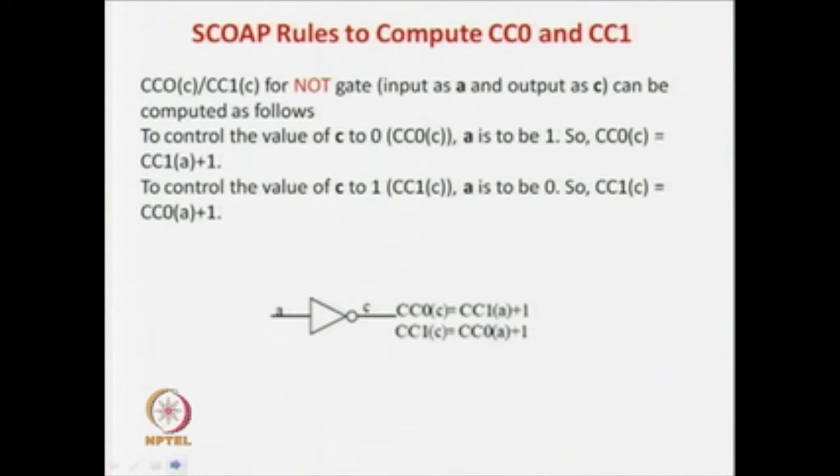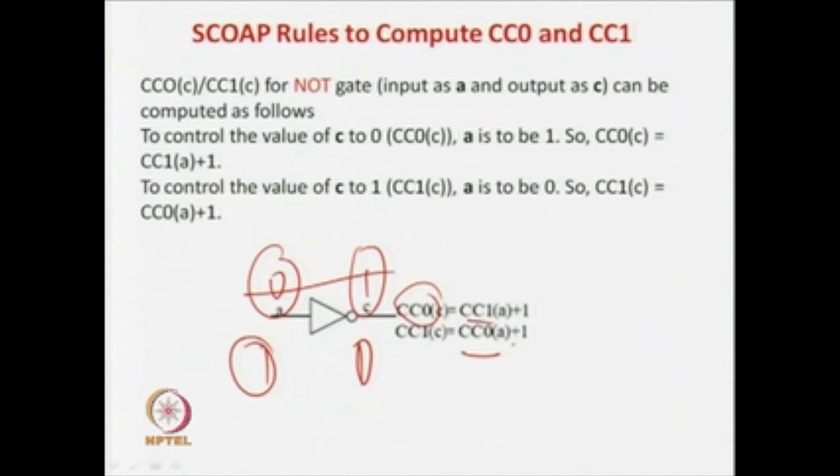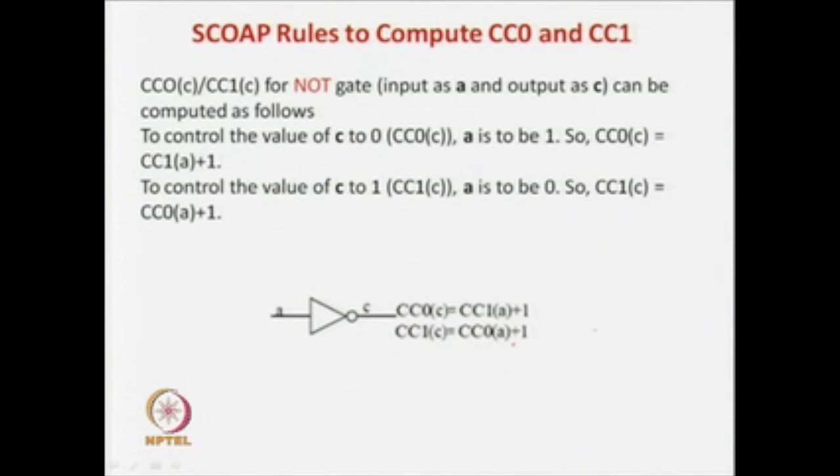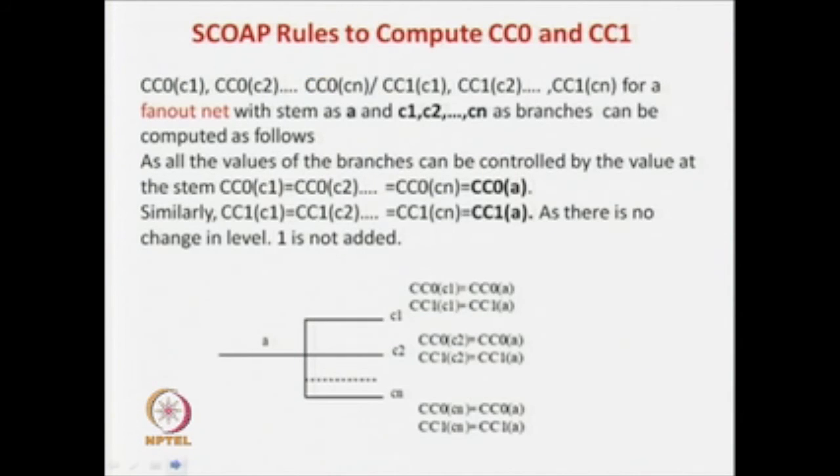Now, for the inverter, it is very simple. To get a 1 over here, you have to apply a 0 over here: the difficulty of applying a 0 plus level shift. If you want to get a 0 over here, you have to apply a 1 over here. So, CC0 of this one is the difficulty of applying a 1 plus a level shift. Inverters are very simple: you want to get a 0, apply a 1, find out how difficult it is to apply a 1, add a 1 because of level shift, and you are done. Similarly for this case. So, the inverter is the very simple one and the XOR gate, as you can think, is the most complex one to think about these things. Now, for a fan out.